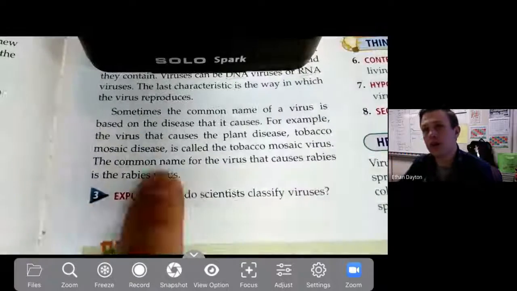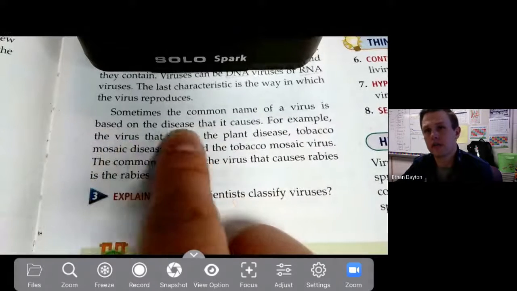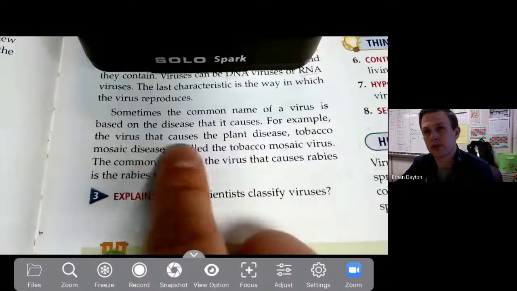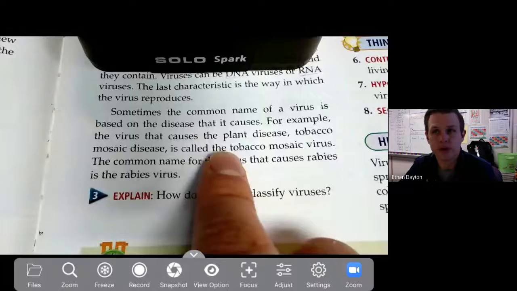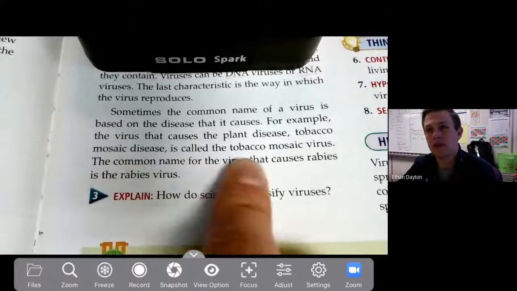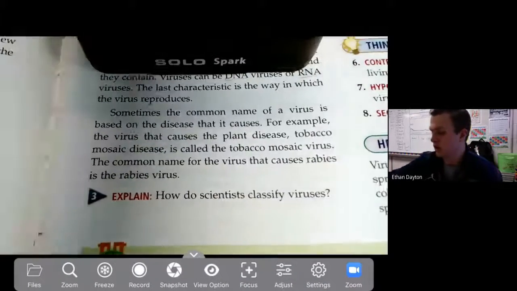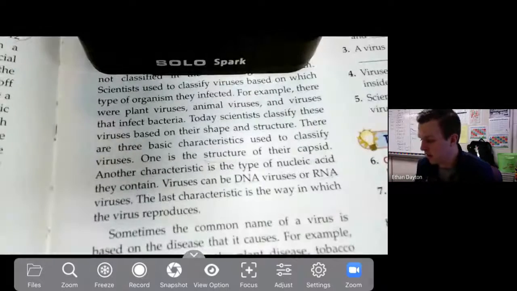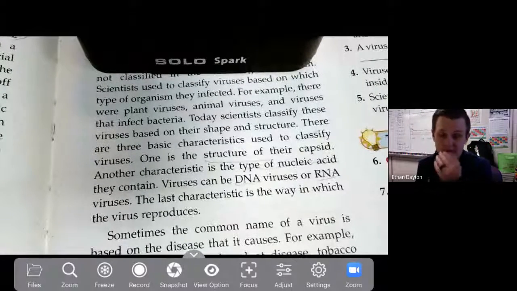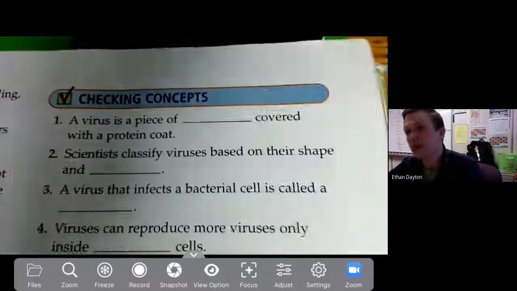Okay. Sometimes the common name of a virus is based on the disease that it causes. For example, the virus that causes the plant disease tobacco mosaic disease is called the tobacco mosaic virus. The common name for the virus that causes rabies is the rabies virus. So typically classified by their shape, structure, DNA or RNA, and the way they reproduce, but you may hear common names like the rabies virus and others. Okay, and then let's move on to the questions.